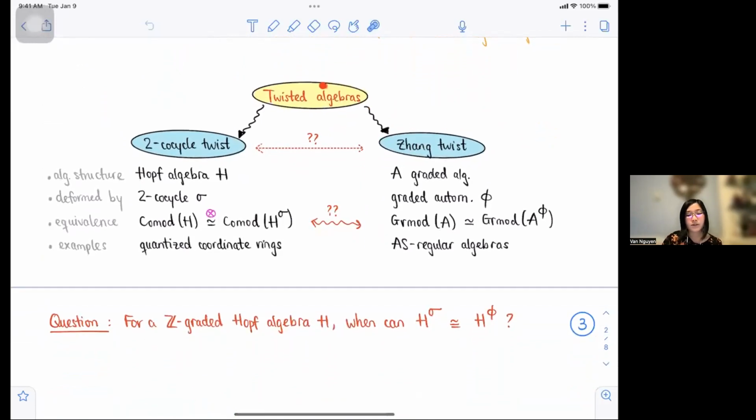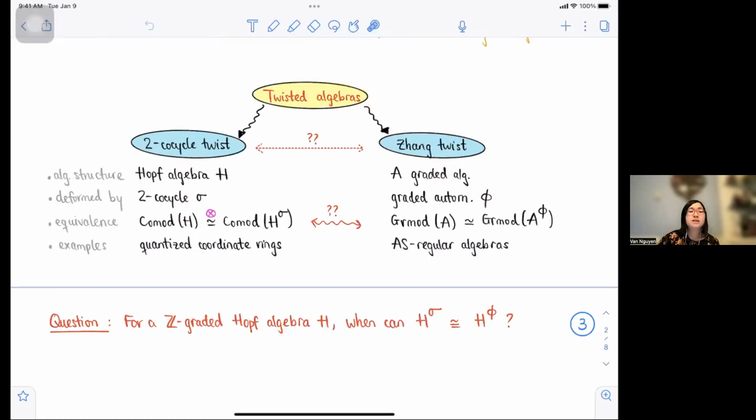So we have two kinds of deformation or twisted algebra. One is twisted by a 2-cocycle twist, done on a Hopf algebra using the 2-cocycle sigma. The other one is the Zhang twist, done on a graded algebra and twisted by a graded automorphism. And we've seen the equivalence between the module or comodule categories here.